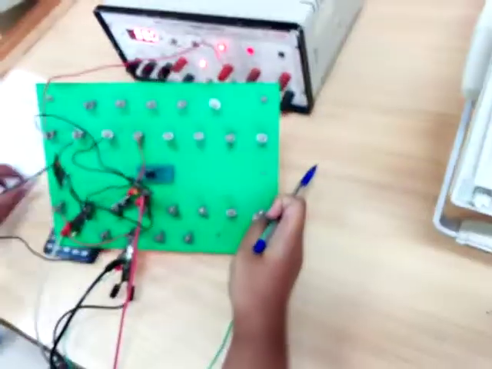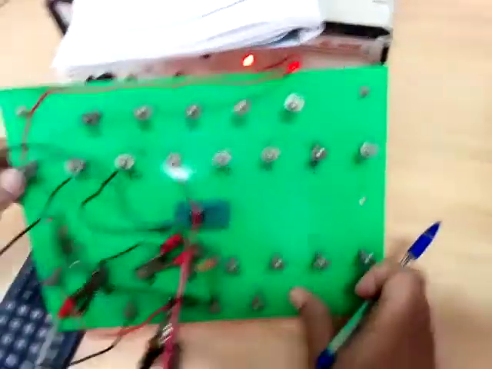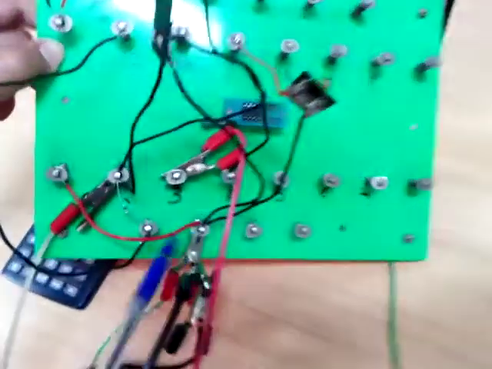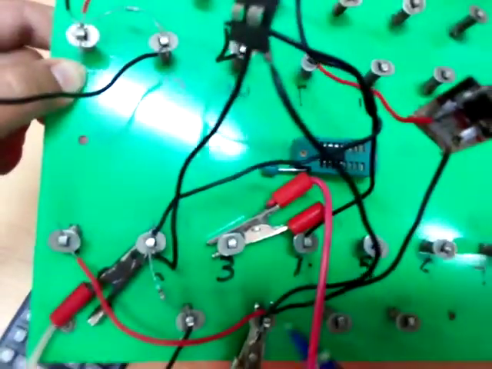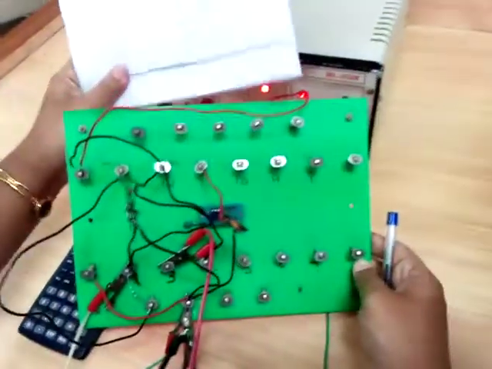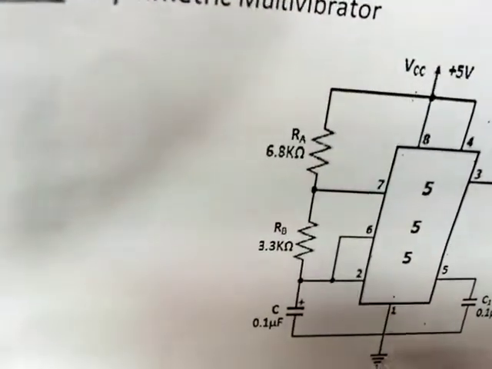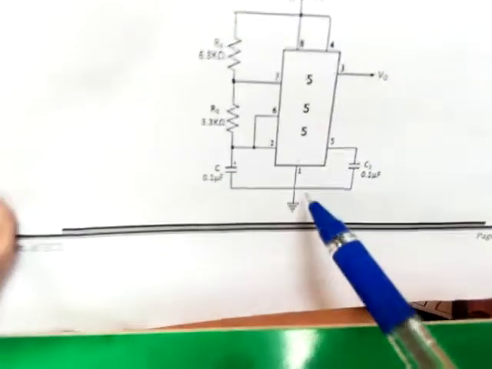According to the circuit, you can see the circuit here. Pin number 1 should be directly grounded. You can observe pin number 1 I have grounded here. I have made this a common ground point. So pin number 1 is directly grounded. Then from pin number 2, a capacitance of 0.1 microfarad is connected between pin 2 and ground. Similarly, on this side also, between pin number 5 and ground.